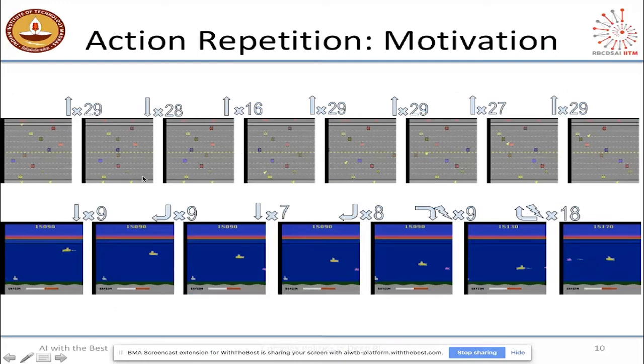And Freeway is a simple game, but you could see the same kind of phenomenon happening in Seaquest as well. So in this particular screen, your optimal action is to go down 9 steps. And here it is to go diagonally down 9 steps so that you can reach this point, right? And likewise, you can see multiple repetitions. And here is a little more complex thing. It's go diagonally down to the right while you fire.